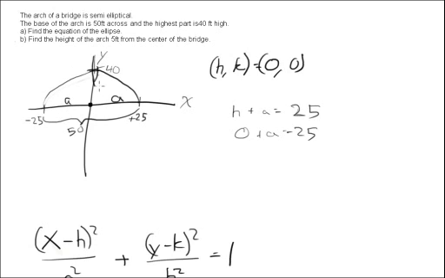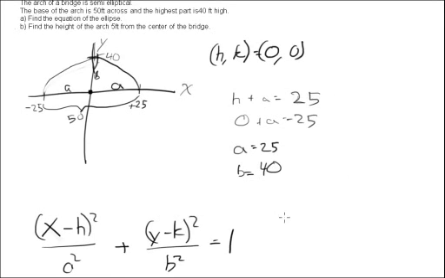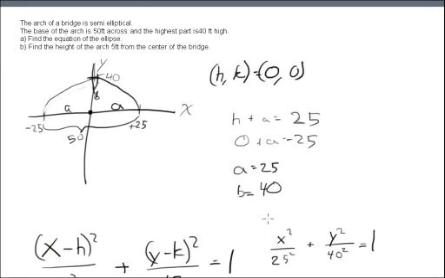So this is a, and this is b. Well, we know that a is equal to 25, and b is obviously equal to 40, because if this distance is b, we have 40 up here. So we now have our equation for the ellipse. x squared over 25 squared plus y squared over 40 squared is equal to 1. So that was pretty simple. This is our equation for the ellipse.